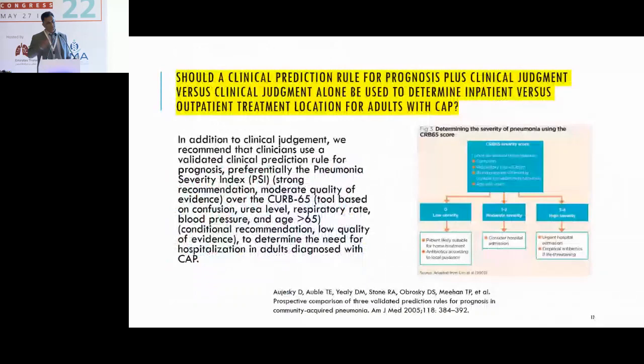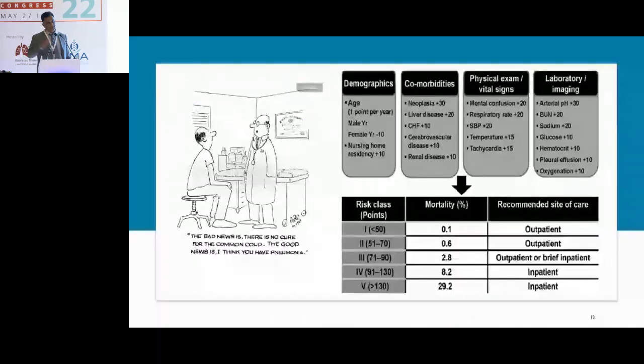So clinical judgment alone, or clinical judgment with a validated tool like CURB-65 or the pneumonia severity index, is definitely useful to decide on the site of care as well as the progress of the patient. But here there is good evidence that PSI is more useful than CURB-65, obviously, because PSI has all these parameters from age to comorbidities to physical examination findings, laboratory and imaging. Everything is included in the pneumonia severity index, so this has more value compared to CURB-65.